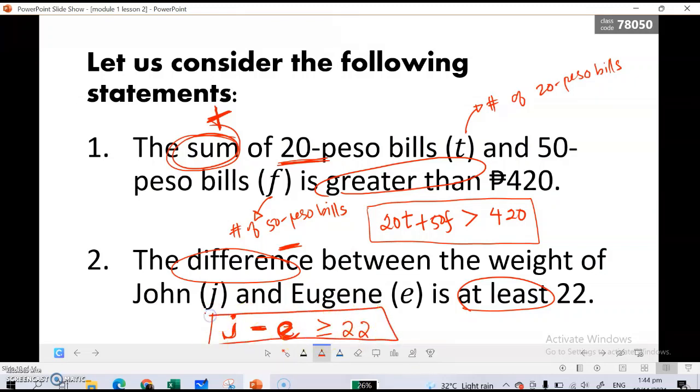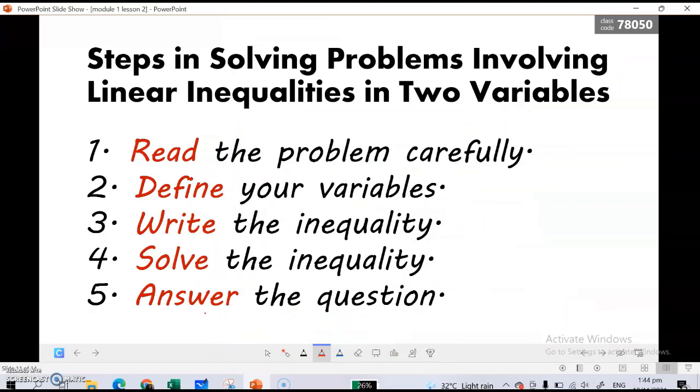Okay? So now let's proceed to the steps in solving problems involving linear inequalities in two variables. First, you have to read the problem carefully. In reading carefully, class, kailangan maintindihan nyo talaga yung problem. Okay? Saka mag-define kayo ng variables, write nyo yung inequality. Important to na portion ang pag-write ng inequality kasi pag mali yung pagkasulat nyo, mali-mali na agad dito sa solution. Okay, mali na yung pagka-solve nyo.